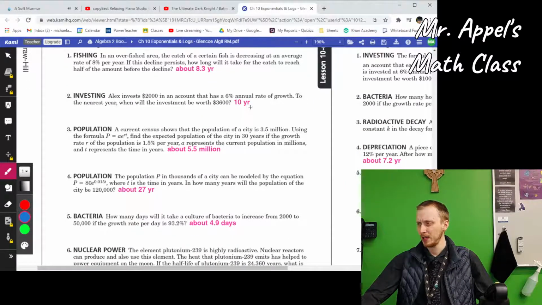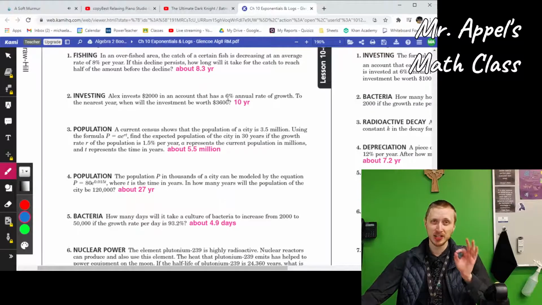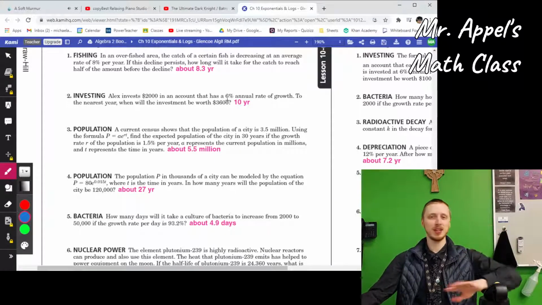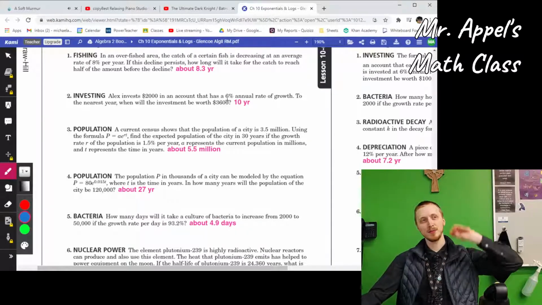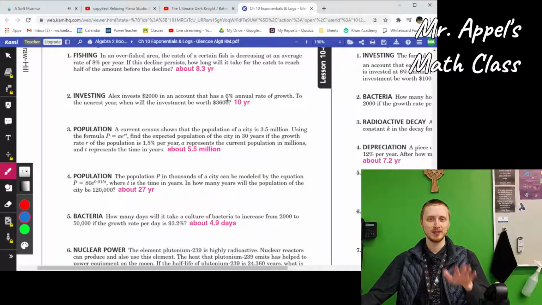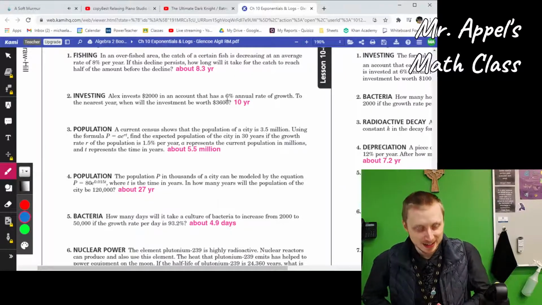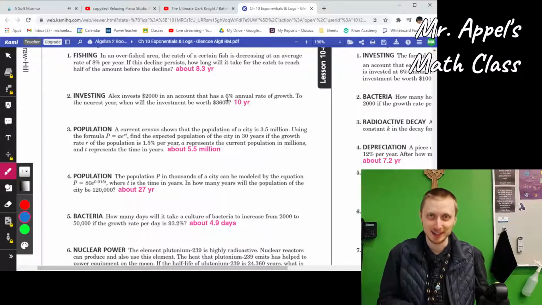Investing, it'll take about 10 years to get your investment up to $3,600. Again, an account that has a 6% return is ridiculous. That's nonsense. That doesn't exist. You will never get 6% back on your money from sitting in a bank account. No such account exists. Anybody who tries to sell you one is lying. It's a scam. Don't give them your money, okay?